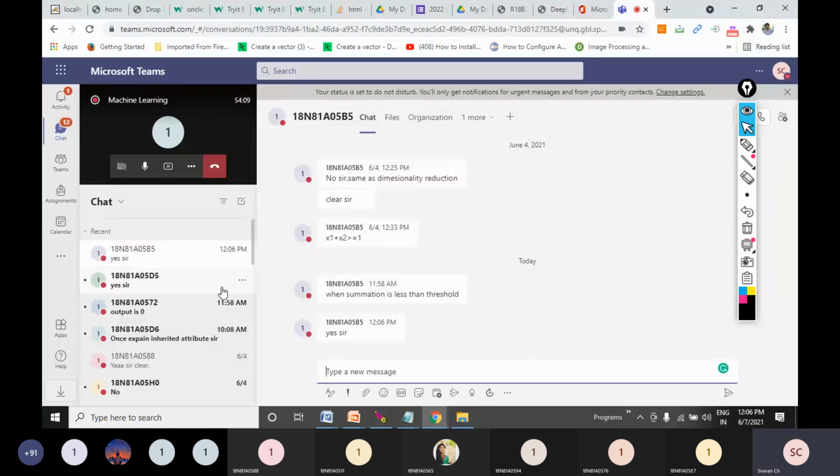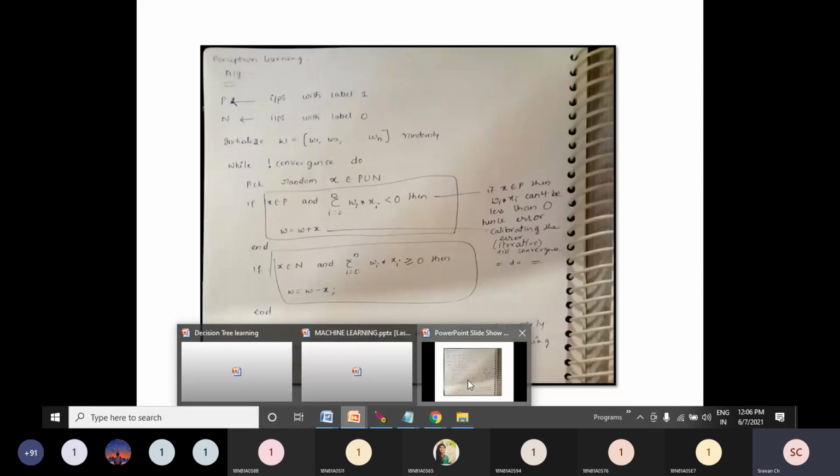Yeah. So the perceptron learning algorithm, I hope it is clear to everyone. Shall we move on? Shall we move on to gradient descent? Please let me know. Yeah. Now, friends, before we move on to gradient descent, I have a question for you.